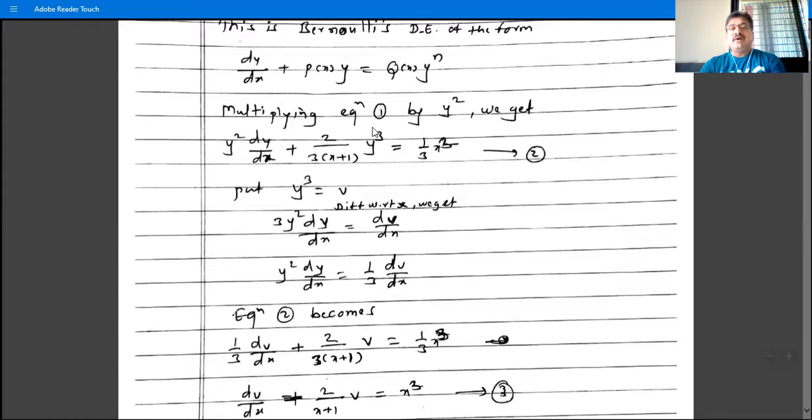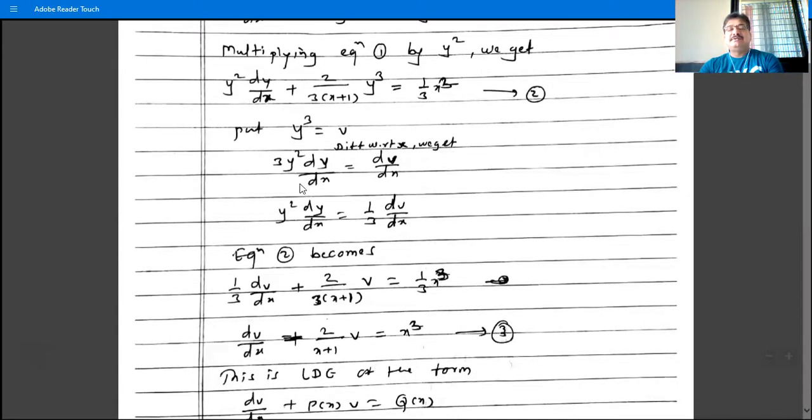Now substitute y³ = v. So y³ = v, and differentiate with respect to x both sides. We get 3y² dy/dx, because this is not x³. If there were x³, then differentiation with respect to x is just 3x². But this is y³, which is a function of y, and the differentiation is with respect to x, so multiply by dy/dx. 3y² dy/dx is equal to the derivative of v with respect to x, dv/dx. Then shifting this 3, y² dy/dx is 1/3 dv/dx. Substitute here.